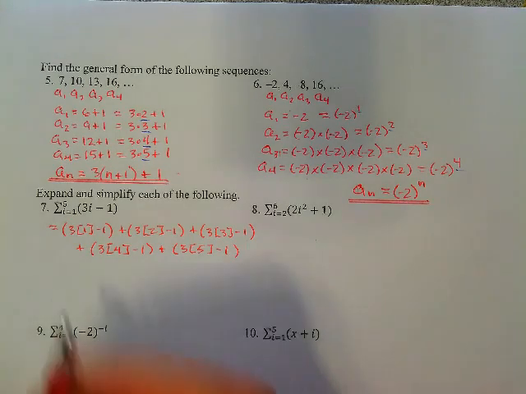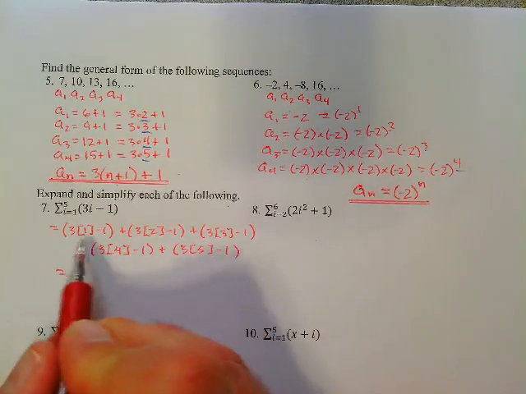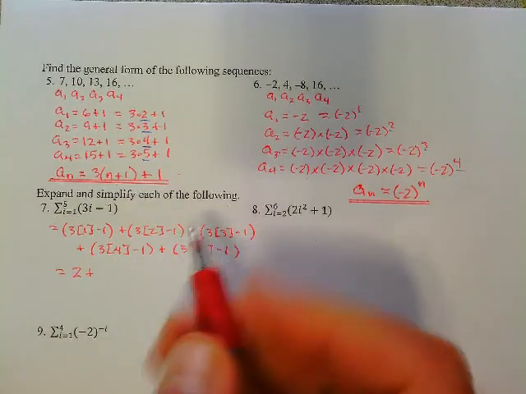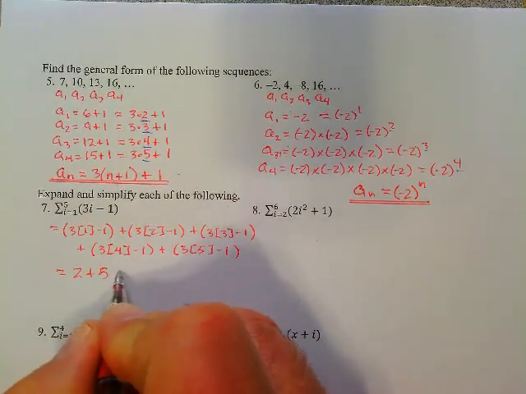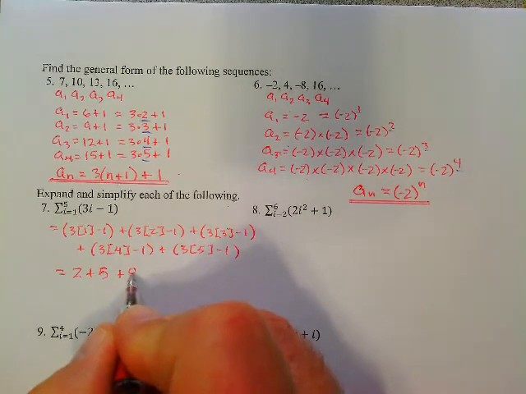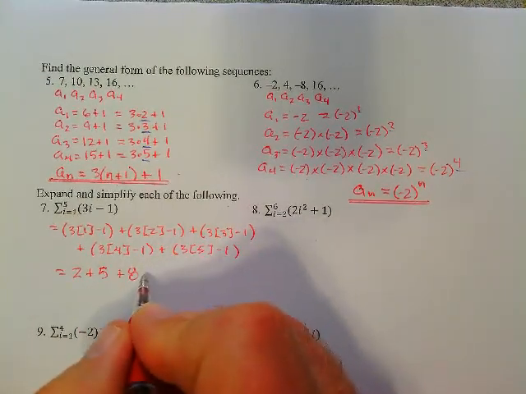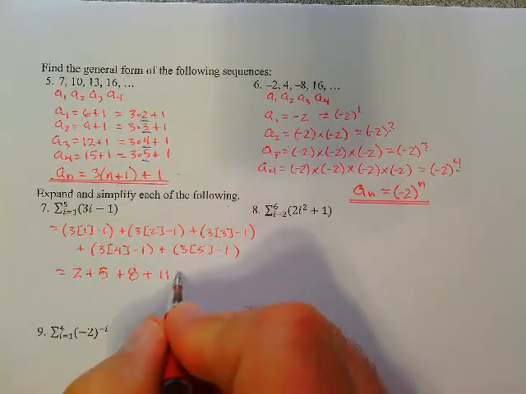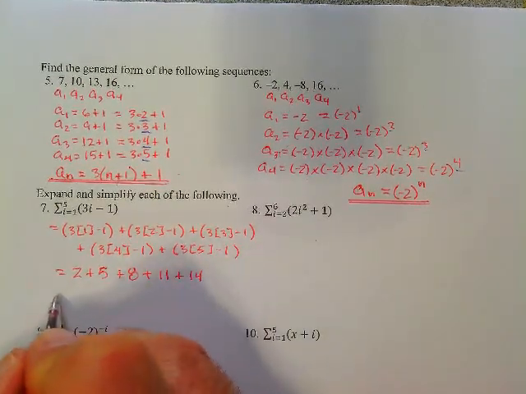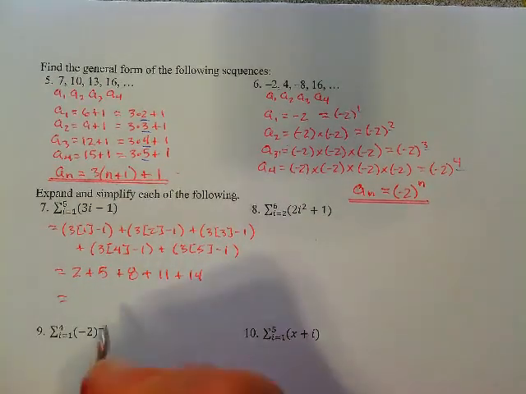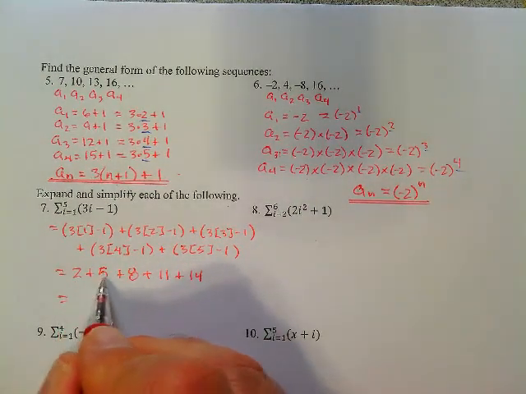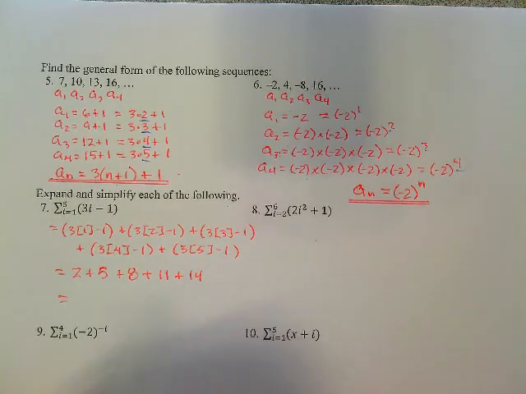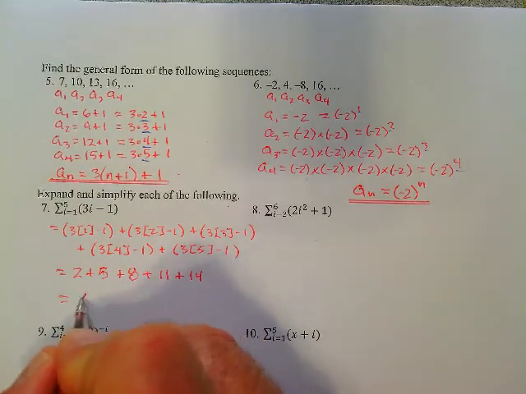Alright, now let's simplify. So here I have 3 minus 1, that's 2. Here I have 6 minus 1, that's 5. 9 minus 1, that's 8. 12 minus 1, that's 11. And 15 minus 1, that's 14. So in this particular case, adding these up, 7, 15, 26, and 14 is 40.